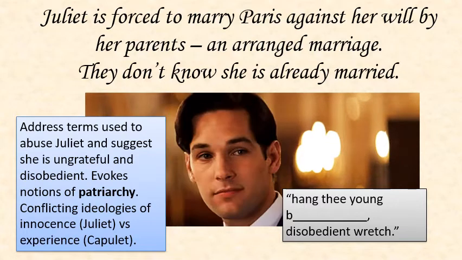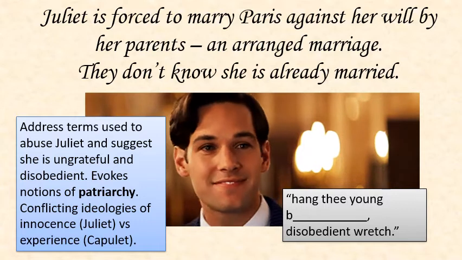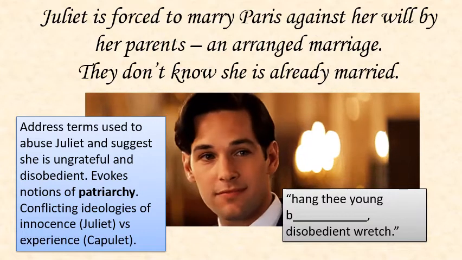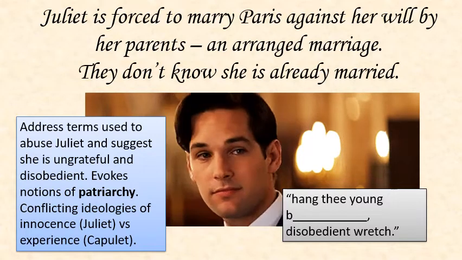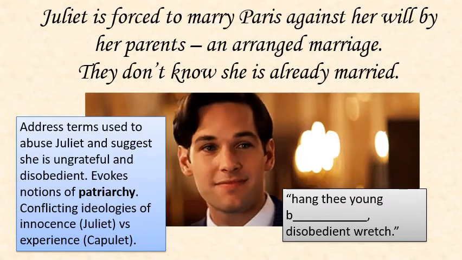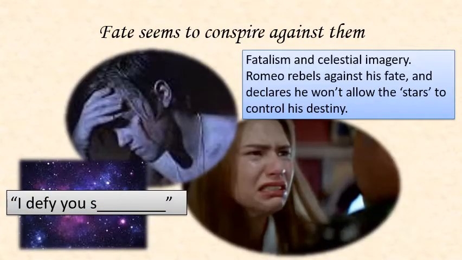Juliet is forced to marry Paris against her will. Her parents try to arrange that marriage to Paris. Her father, of course, becomes very angry with her. He calls her something, an abusive address term. If you can, fill that in. And the word is baggage. Hang thee, young baggage, disobedient wretch, as though she's an inconvenience, something that he can't shrug off and pass on to somebody else. She's a burden, she's a hindrance to his life.